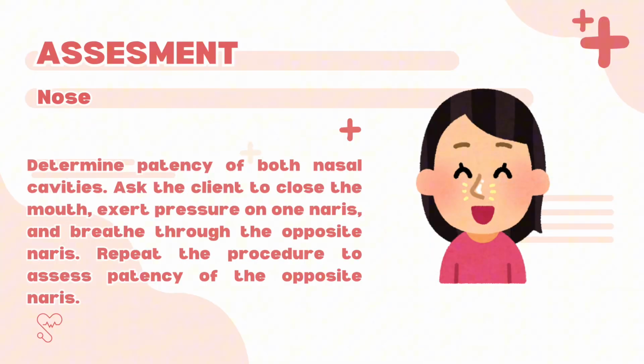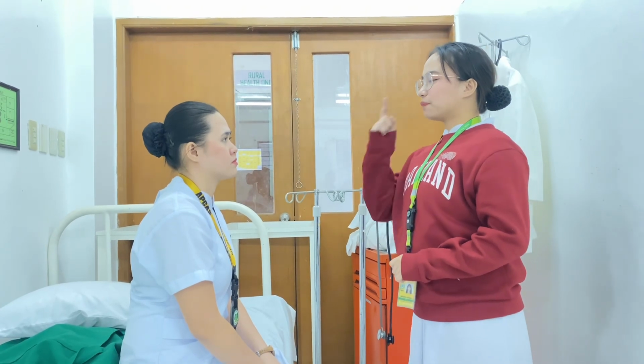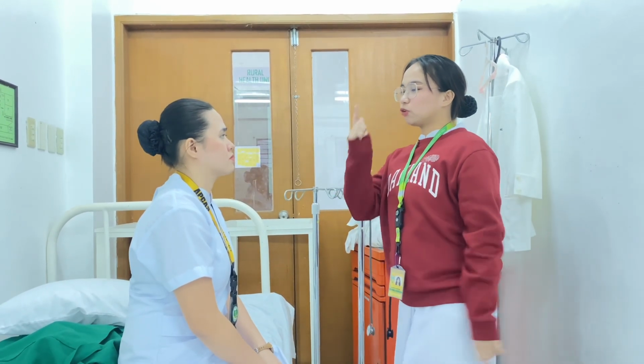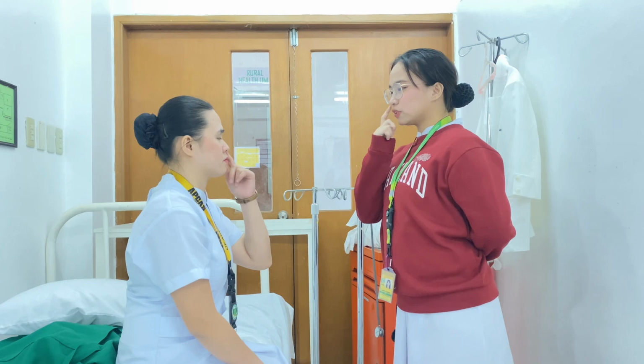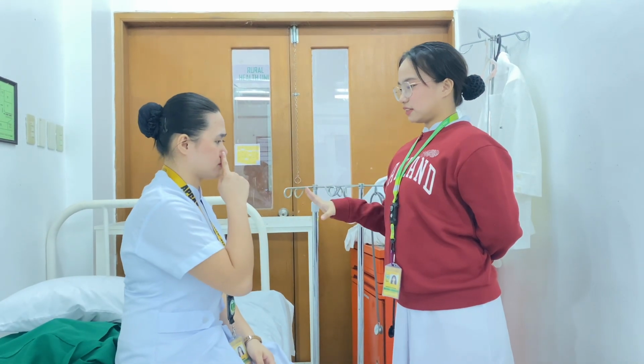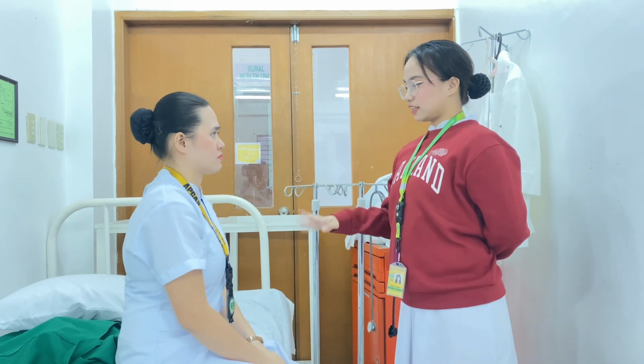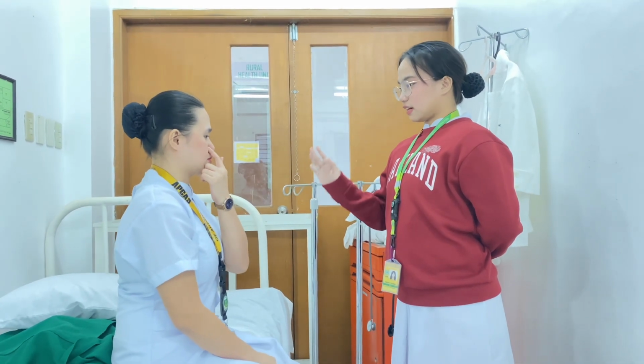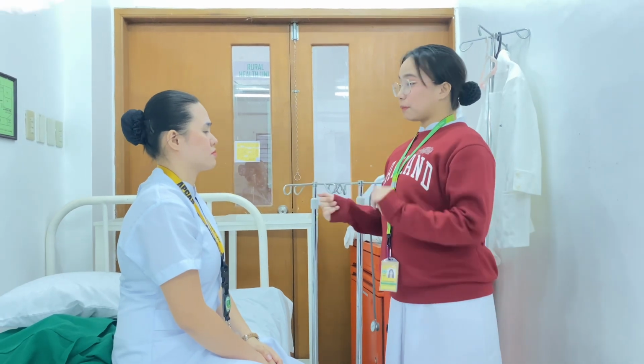Determine the patency of both nasal cavities. Ask the client to close the mouth, exert pressure on one nares, and breathe through the opposite nares. Repeat the procedure to assess patency of the opposite nares. Normal findings are air moves freely as the client breathes through the nares. Deviations from normal is air movement is restricted in one or both nares.